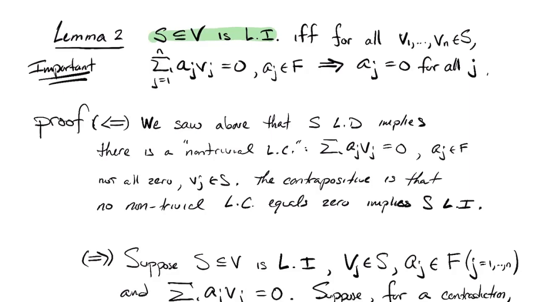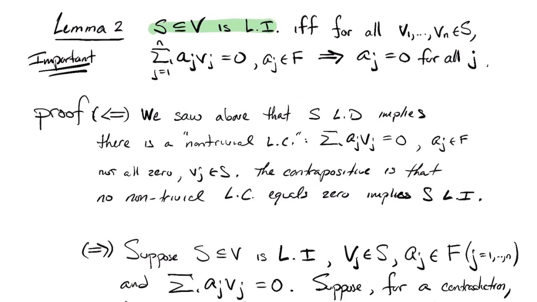We'll see if it's true that whenever you take some vectors in this set whose linear combination is 0, does that force all of the coefficients to be 0? If that implication holds, then the set is linearly independent. If the implication doesn't hold, it's not.